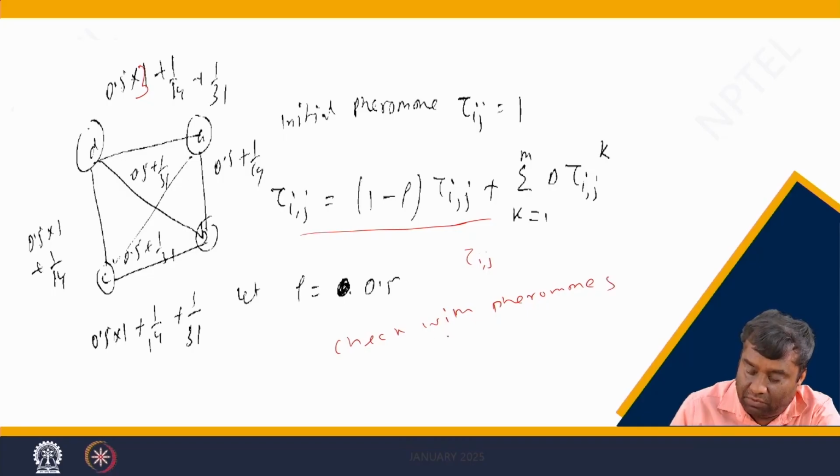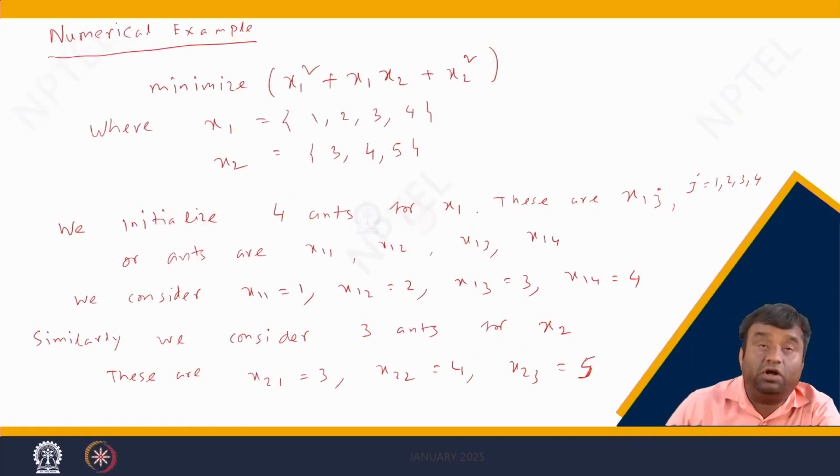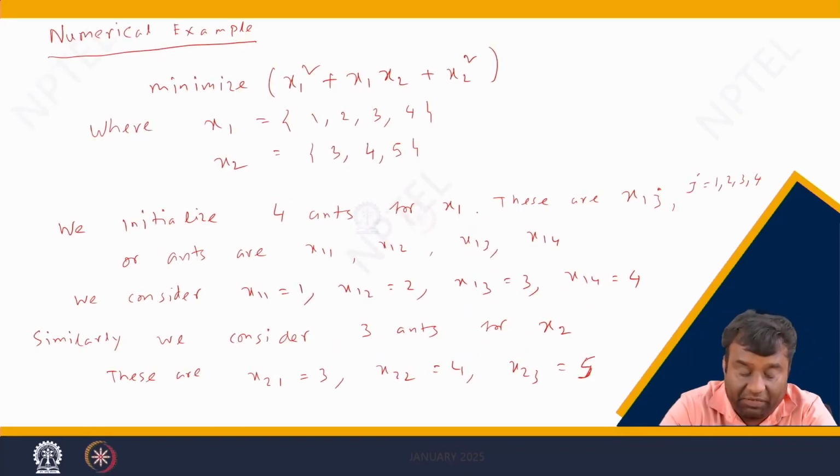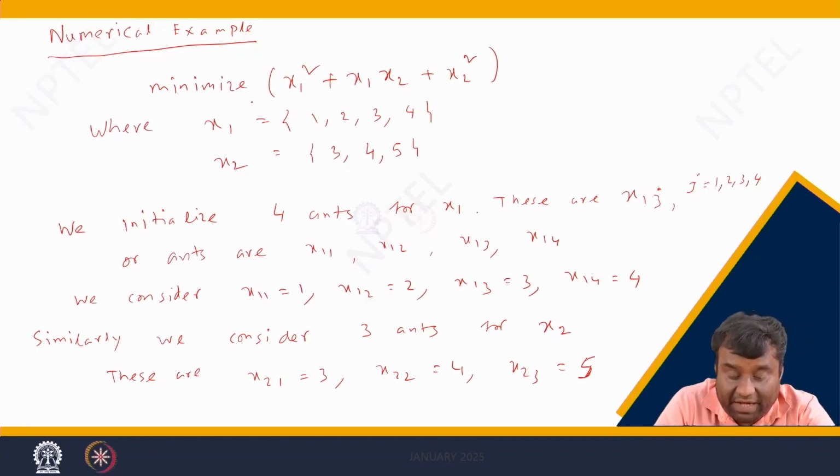Check with pheromone values. So this is the thing. Now we want to solve one question based on ant colony optimization. The question is: minimize x1 square plus x1 into x2 plus x2 square, where x1 has four possible solutions, 1, 2, 3, 4, and x2 has three possible solutions, 3, 4, 5.